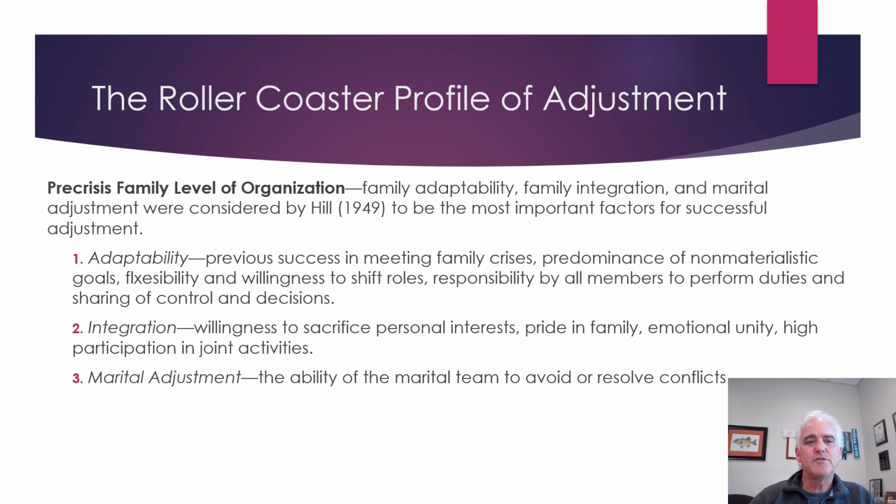So the pre-crisis level of organization. A family has a level of adaptability, they're integrated, and the marriage is whatever it is. Hopefully it's well adjusted. So this is what Hill considered to be the most important factors, these 3 things: adaptability, integration, and marital adjustment. By these he means, number 1, adaptability: previous success in meeting family crises.